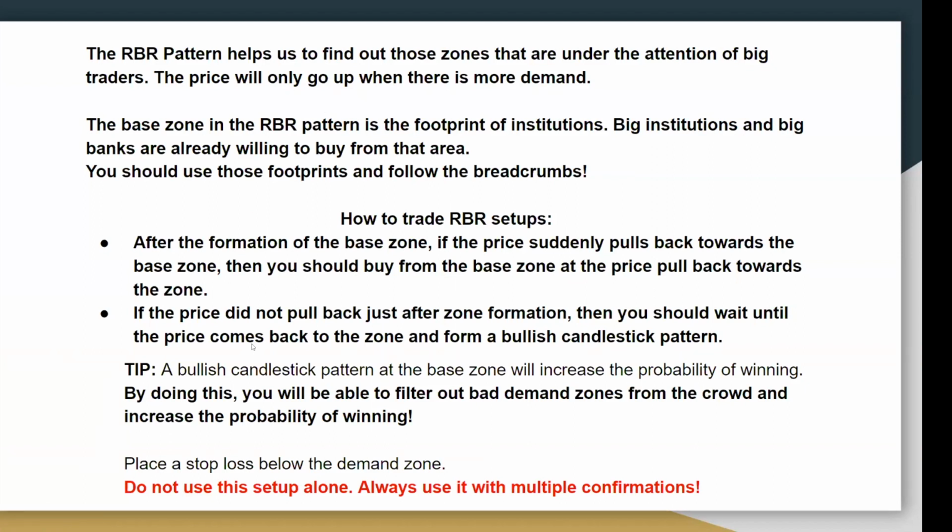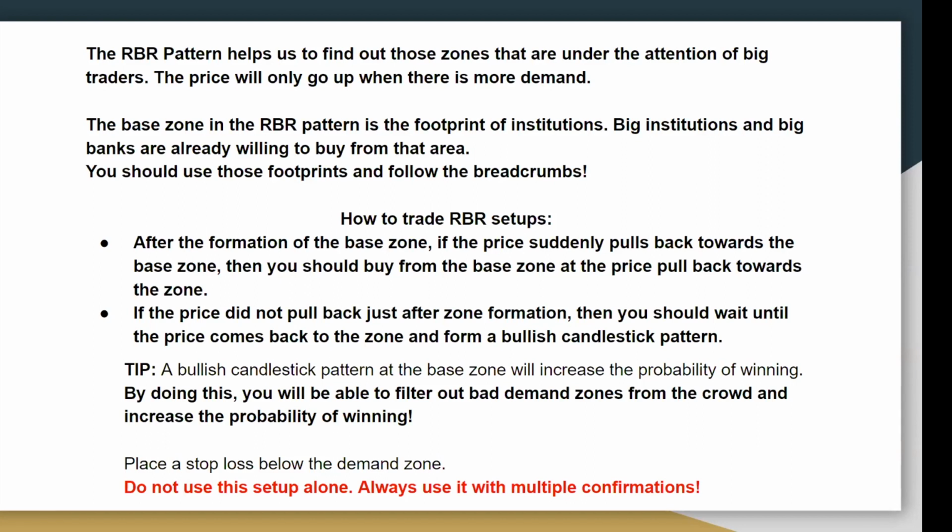So I kind of already talked about this, but this is actually pretty important. Since we're talking about demand areas, a bullish candlestick pattern at the base zone will really increase the probability of winning. By doing this, you'll be able to filter out bad demand zones from the crowd and increase the probability of winning. Just because price action is coming back into either a demand area or a supply area does not mean that you automatically buy right there. You don't want to do that.